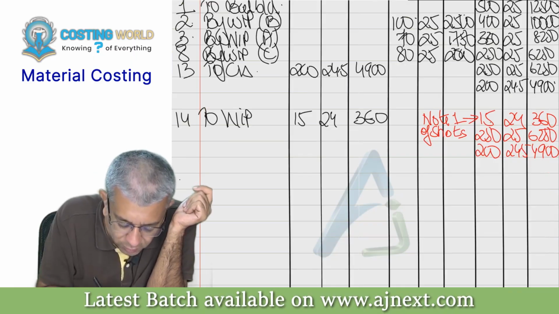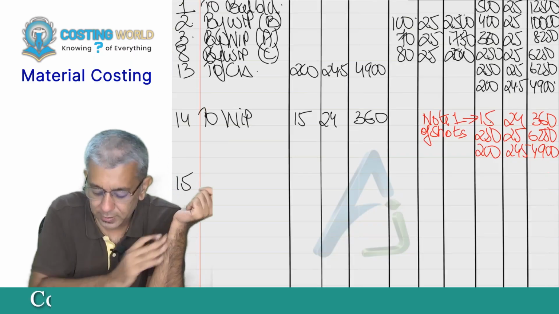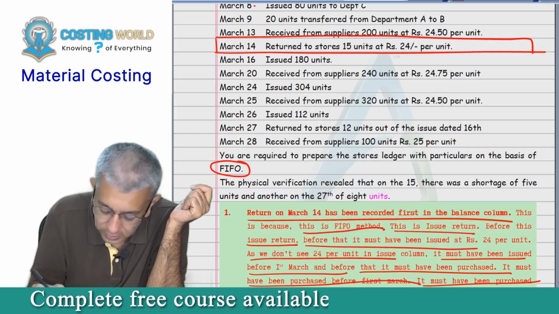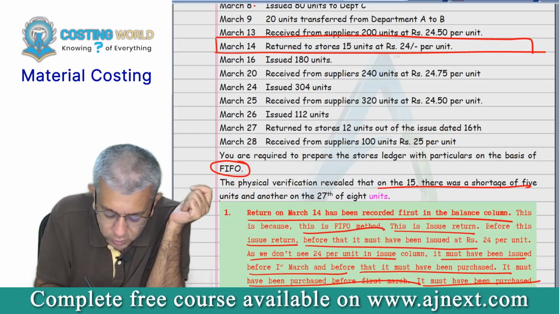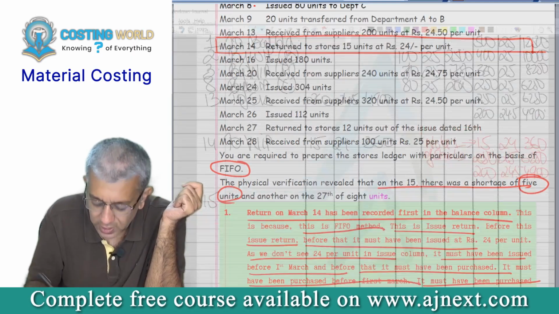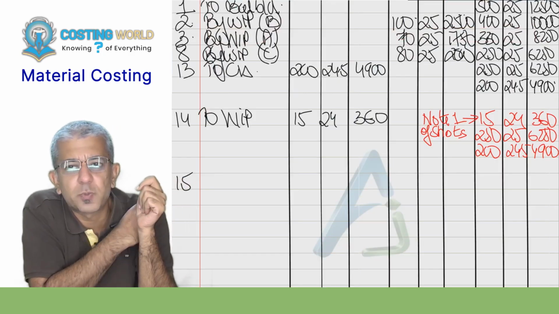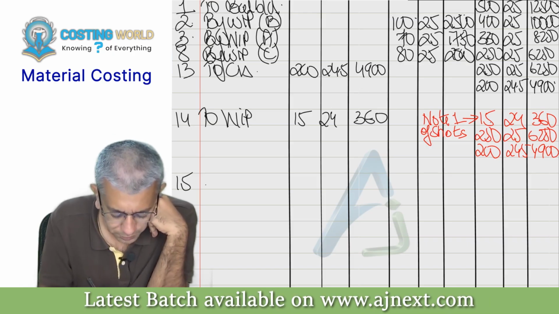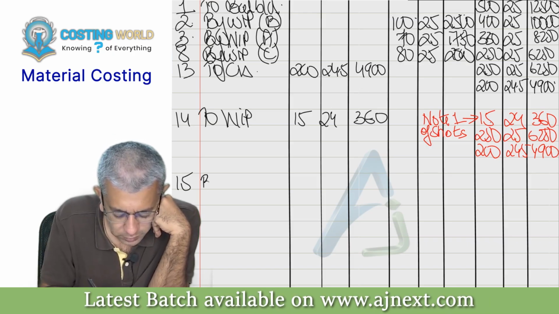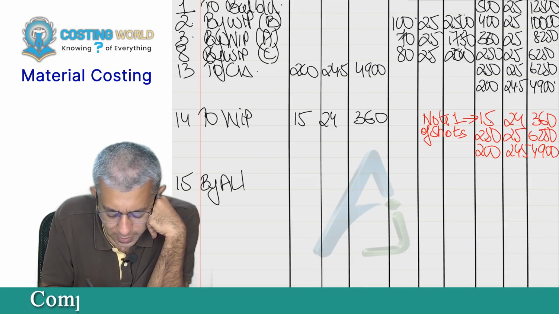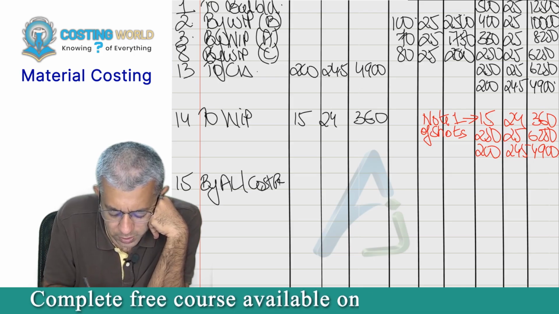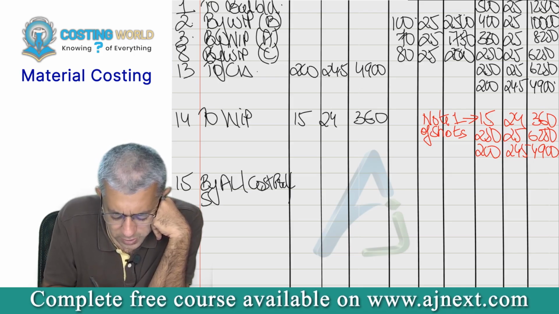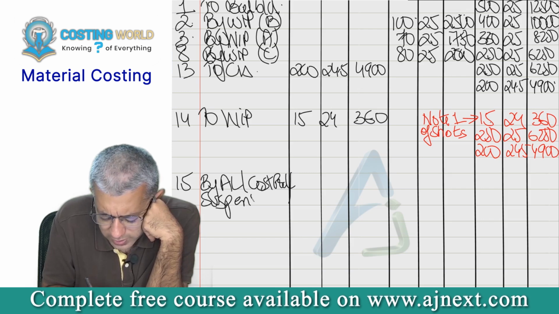Let's continue. Do not forget March 15th. On March 15th, we see a transaction over here. There was a shortage of 5 units. If there was a shortage of 5 units, then let's pass the entry. What will be the entry, beta? Abnormal loss costing P&L, or suspense account. You can spread it over 2 or 3 lines. I'm okay with that.